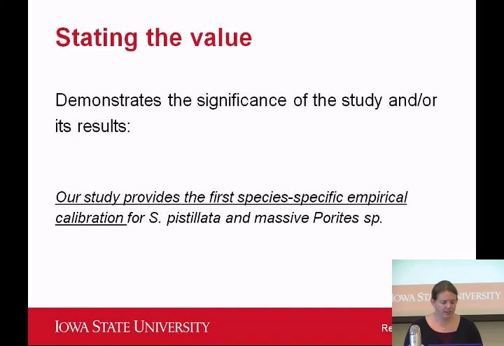So here we have an example, and this quite short sentence says, "Our study provides the first species-specific empirical calibration for Stylophora pistillata and massive Porites sp." So we get some useful information here, even though we don't necessarily know all of the details of what the sentence says, but that their study is providing the first one of these species-specific calibrations for these two different species.